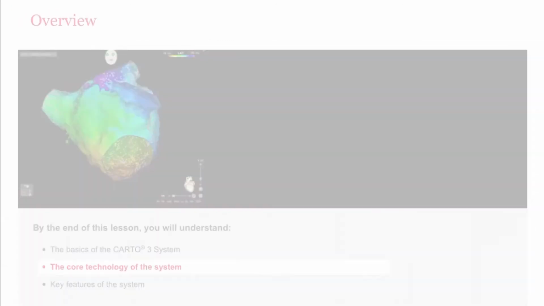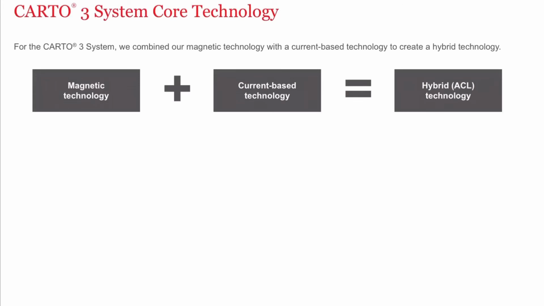You understand one type of technology that Biosense Webster uses, magnetic. With the CARTO 3 system, we kept the magnetic technology, but added current-based technology as well.